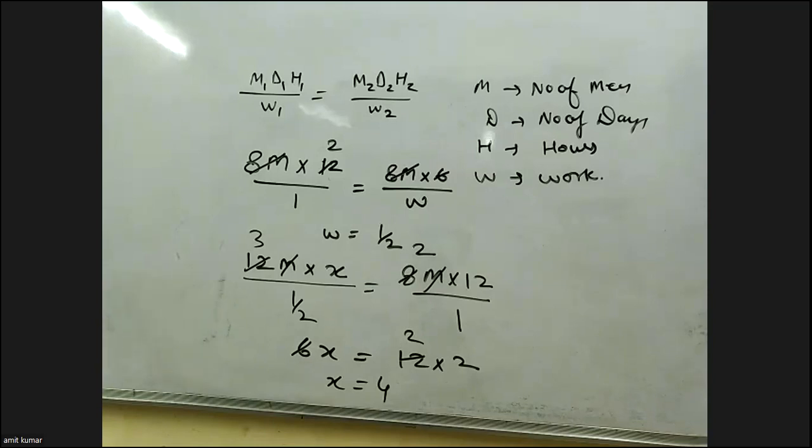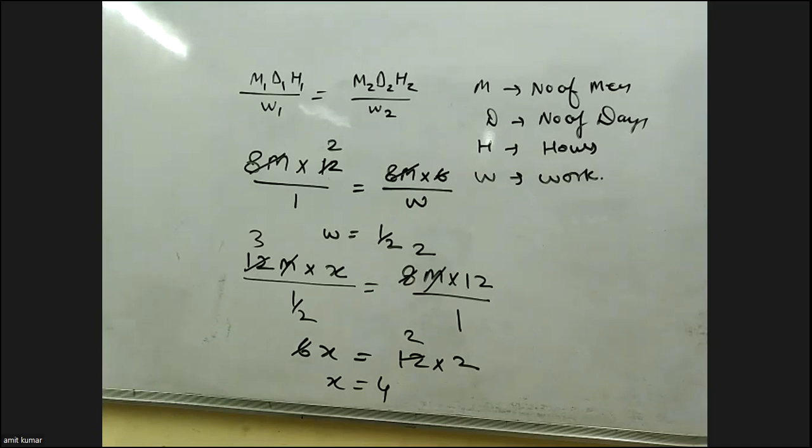Solution says we will always apply these two formulas simultaneously. Here 8 men can do a piece of work in 12 days. The whole work was completed, so we have written 1. 8 men work for 6 days. How much work will be completed? That is 1 by 2. Half of the work was completed.